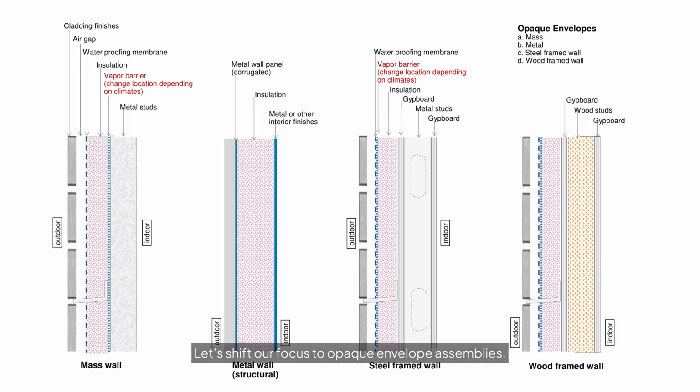Let's shift our focus to opaque envelope assemblies. As shown on this slide, key construction components are illustrated from left to right for mass wall, metal wall, steel-framed wall, and wood-framed walls. Unlike glazed systems which deal heavily with glass windows and thin frames, opaque walls involve thicker, layered constructions that support structural loads, insulate against heat loss, and keep water out.